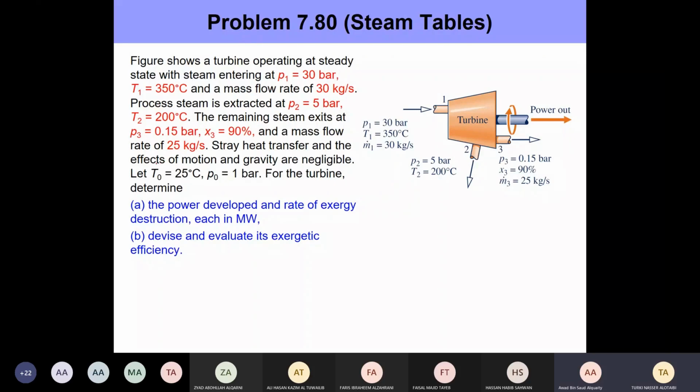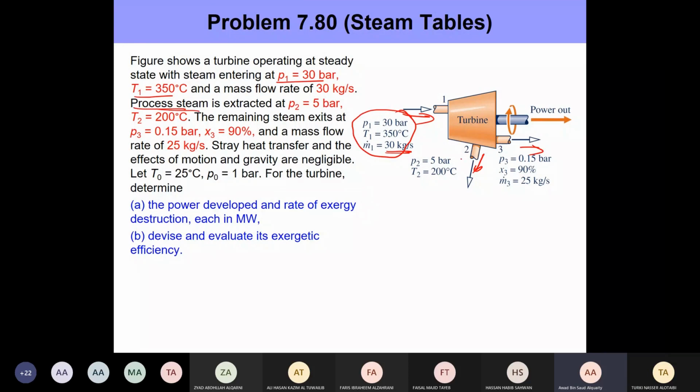Right, so let's look at this problem here. We're dealing with a turbine. Okay, it has one inlet and two outlets. The steam is entering the turbine at these conditions, right? P1 30 bar, T1 350 degrees Celsius, and mass flow rate of 30 kilogram per second.